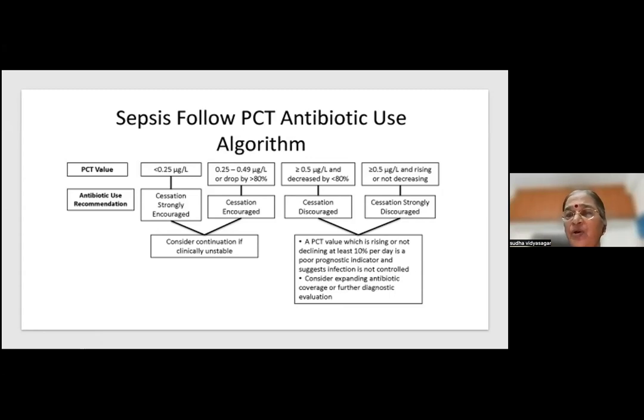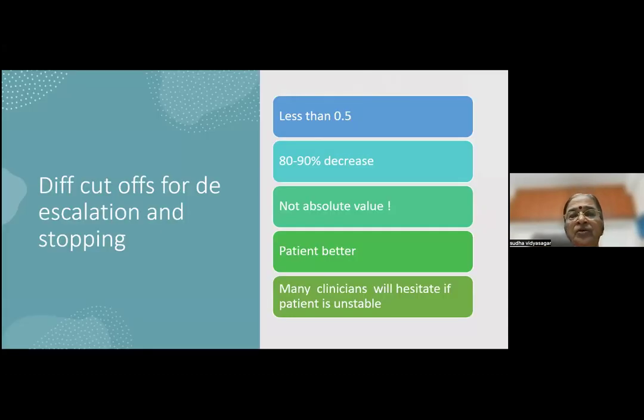For example, when you want to come out of the antibiotic, it gives you the confidence, especially if there's a good drop of about 80% of the procalcitonin and it is coming down to lower levels. Then yes, it's a good time to stop your antibiotic. So different cutoffs are given, but generally an 80 to 90% decrease, it's not an absolute value. And of course, the patient must improve. And many clinicians will hesitate.